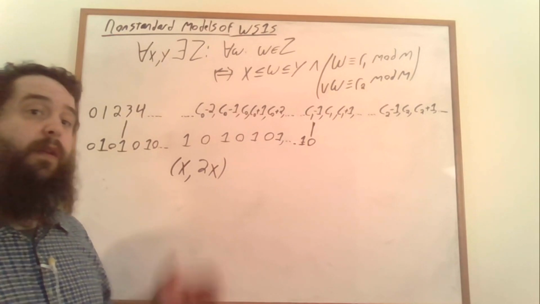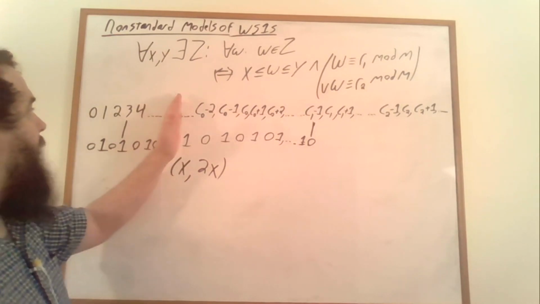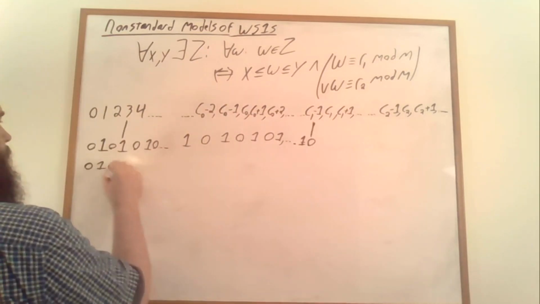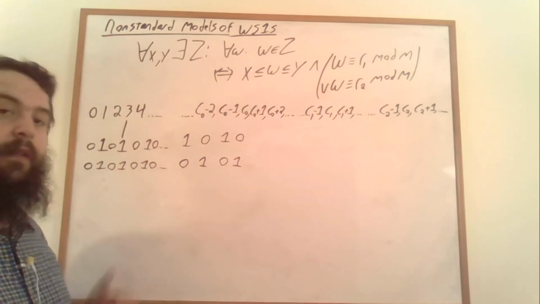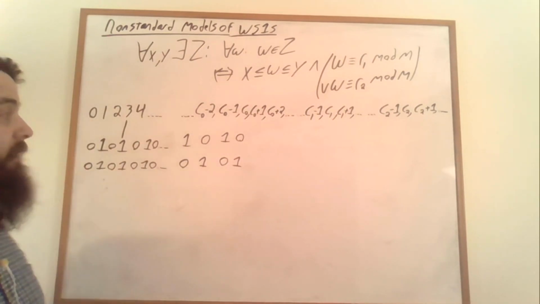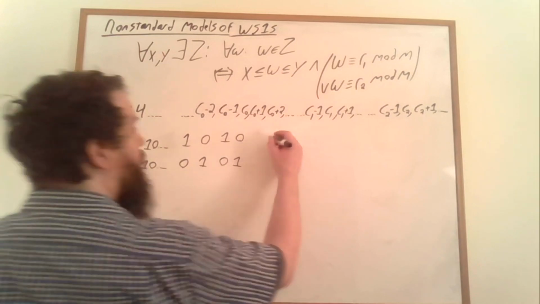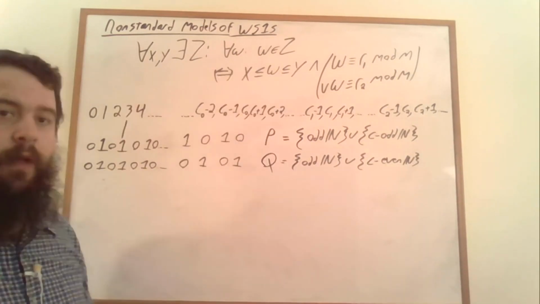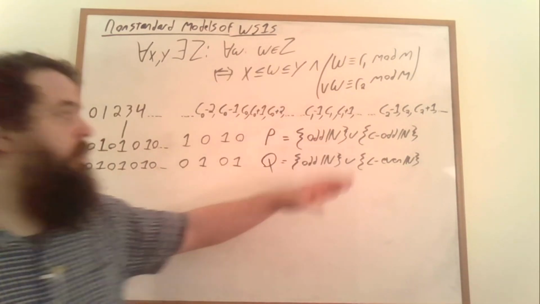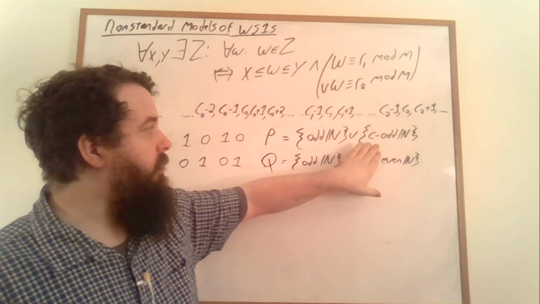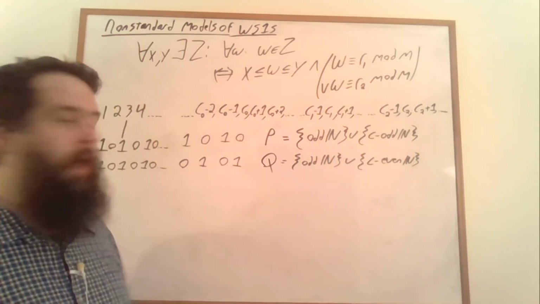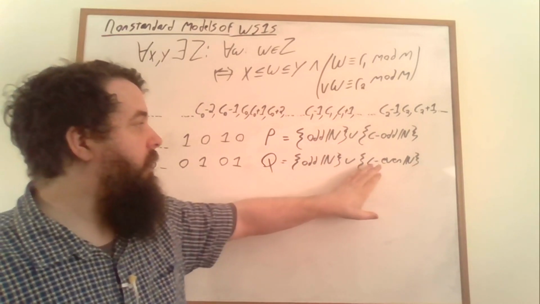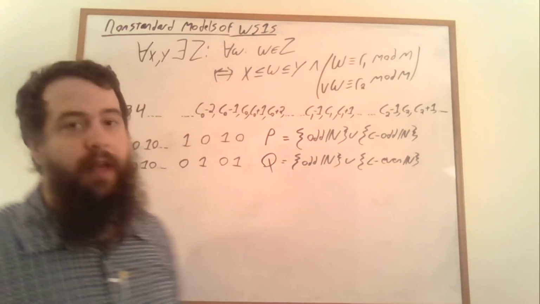I also want to note an important principle involving these gaps here, these jumps from one part of our woozle to another. Let's say that we had these two separate sets in our non-standard model. I'll call the first one P and I'll call the second one Q. P is going to be the set of all odd natural numbers, union together with numbers of the form C minus an odd natural number, and Q is going to be the set of all odd natural numbers, union together with the set of all C minus an even natural number.